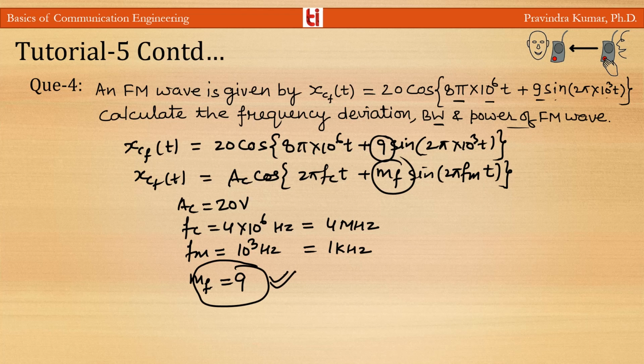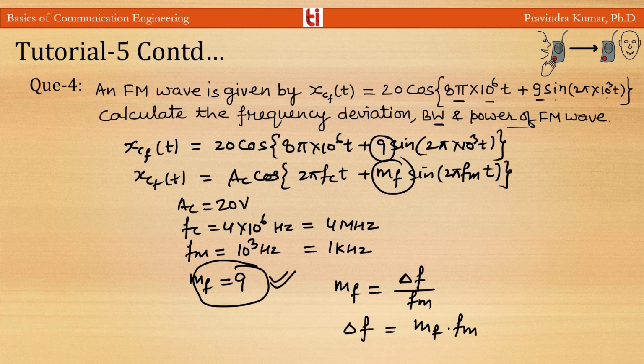And you know, the modulation index is equal to the deviation divided by the modulating frequency. So from here we can find the frequency deviation: it is mf times fm, modulation index times modulating frequency. So it will be 9 times 10 to the power 3, or you can say 9 kilohertz.